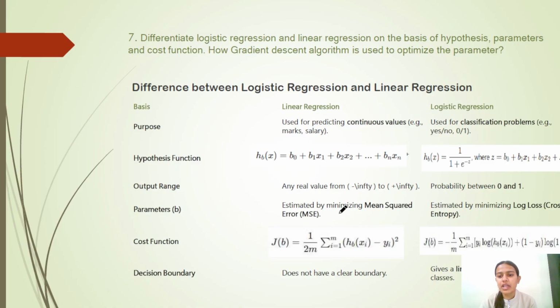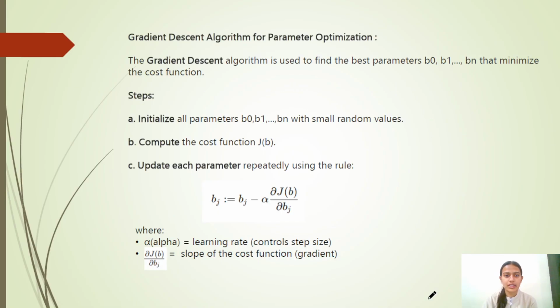Parameters are estimated by minimizing MSE in linear regression and by minimizing log loss, cross entropy, in logistic regression. Cost function, this is the cost function for both. Now decision boundary: linear regression does not have a clear boundary, while logistic regression gives a linear decision boundary between classes. Gradient descent algorithm for parameter optimization.